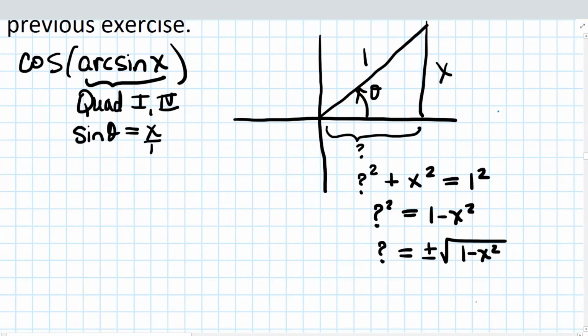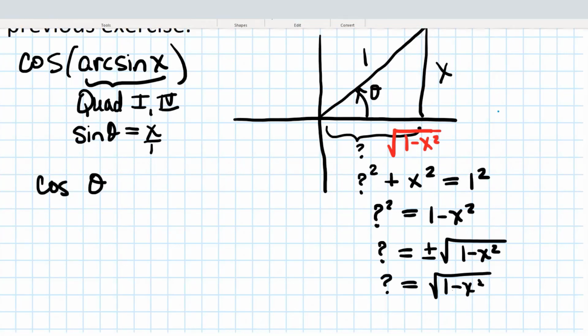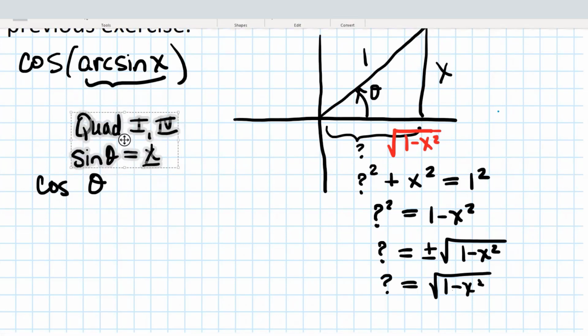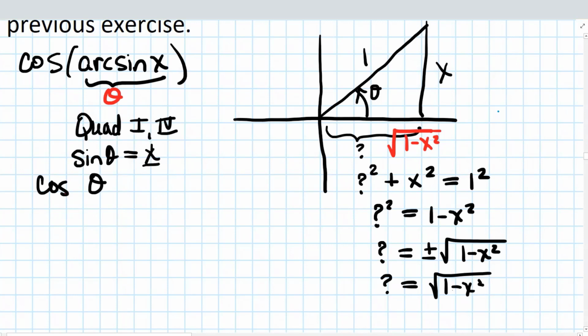Is it going to be plus or minus? Yeah, no matter whether I'm in quadrant 1 or quadrant 4, actually, the x value is positive. We're to the right of the y-axis. So that missing piece is just the positive square root of 1 minus x squared. So I can put up here square root of 1 minus x squared. Okay, so now we're looking for the cosine of that angle theta, because this whole thing here is an angle theta. And we don't know what theta is, but we can still find its cosine.